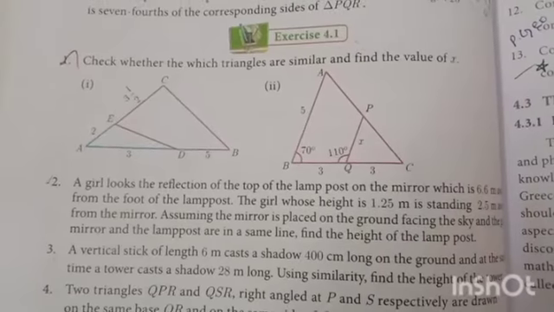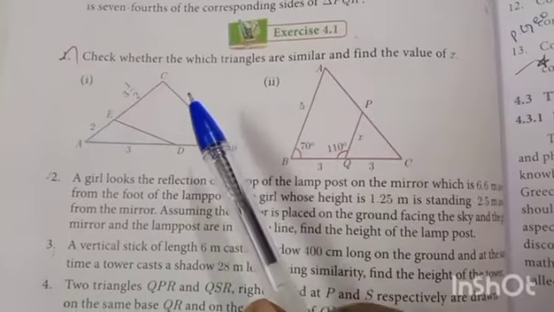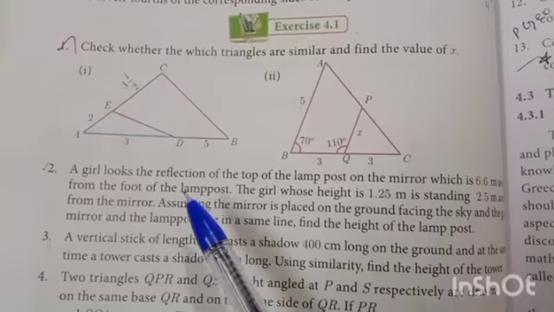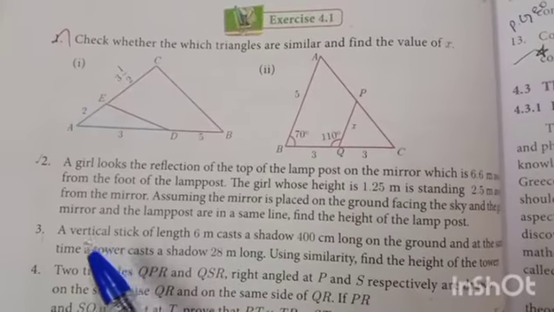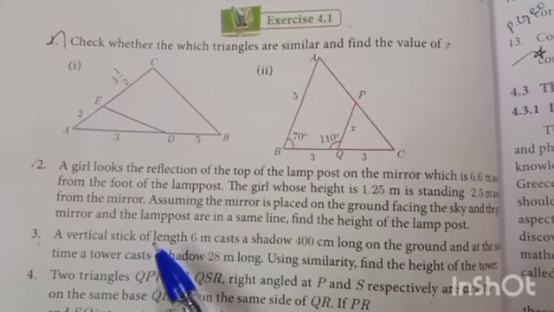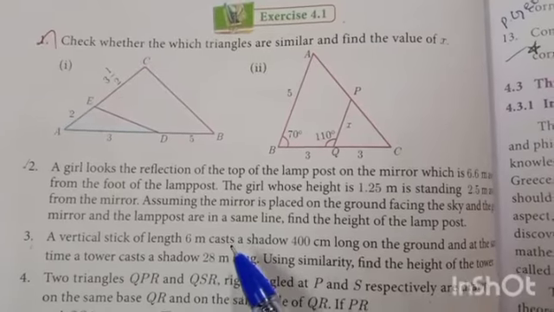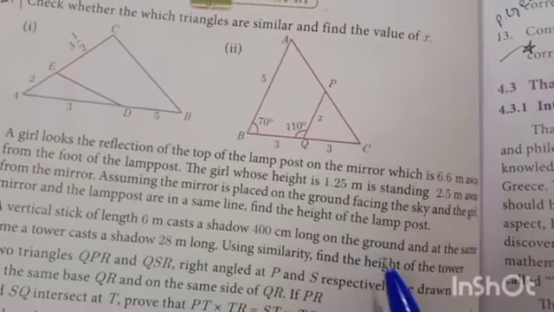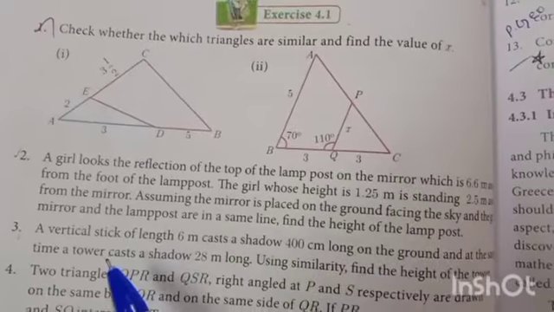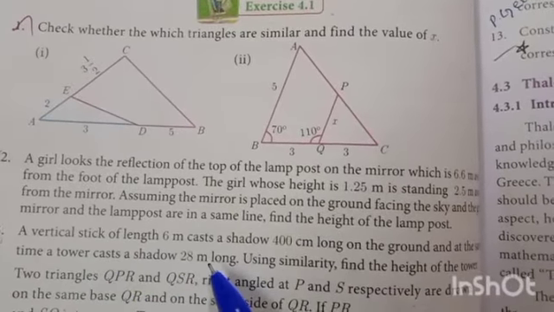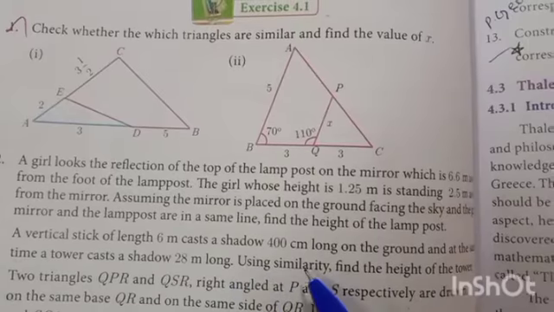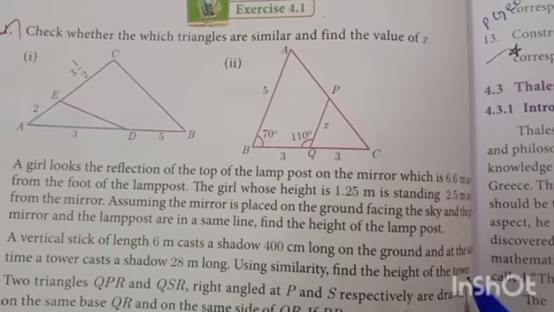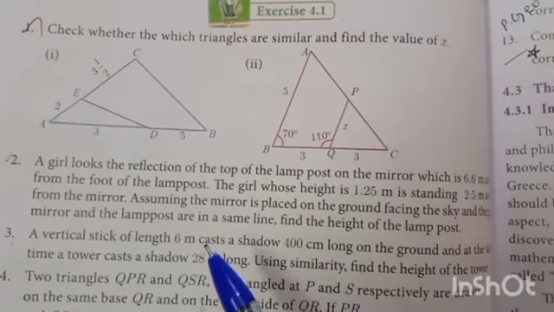Students, in the previous video you learned Exercise 4.1, first problem and second problem. Now the third problem. A vertical stick of length 6 meters casts a shadow 400 centimeters long on the ground, and at the same time a tower casts a shadow 28 meters long. Using similarity, find the height of the tower. What is given in the question?